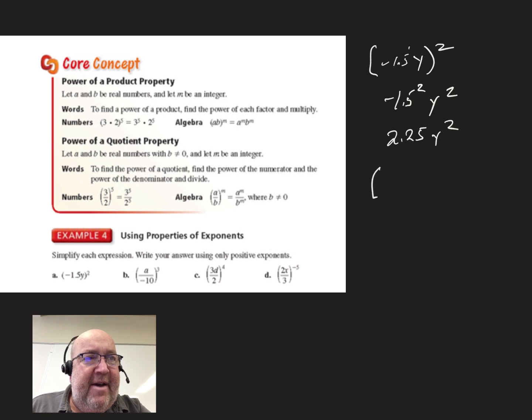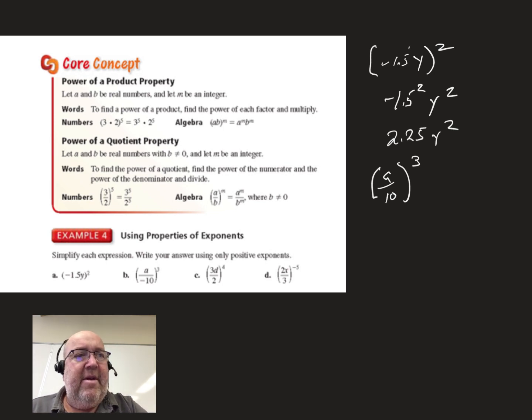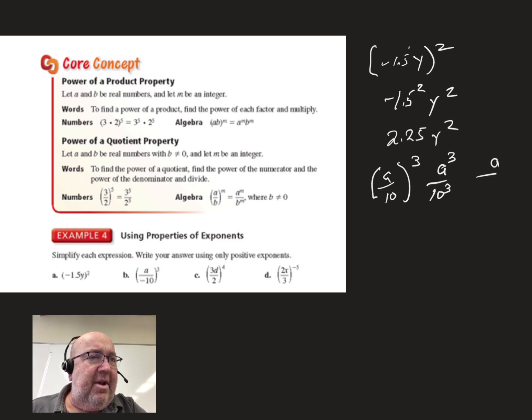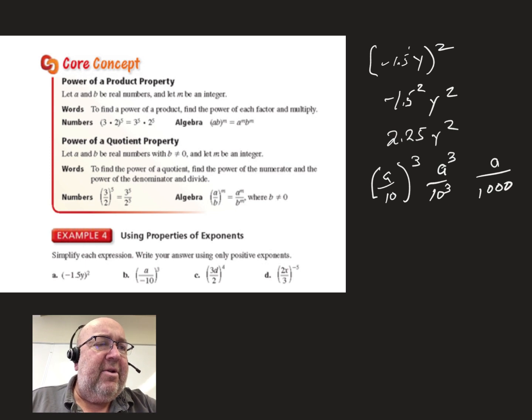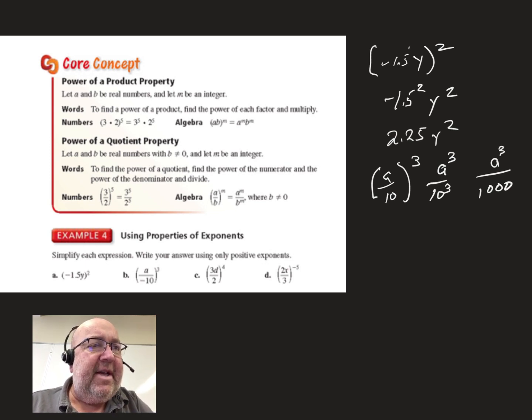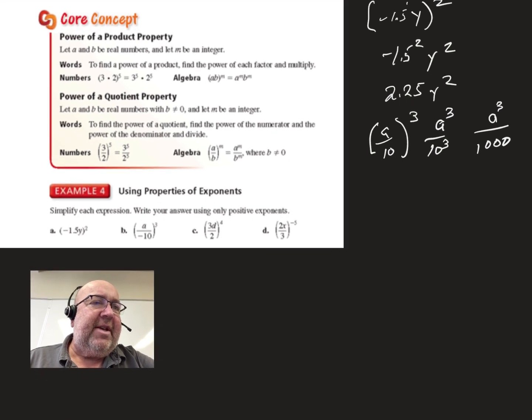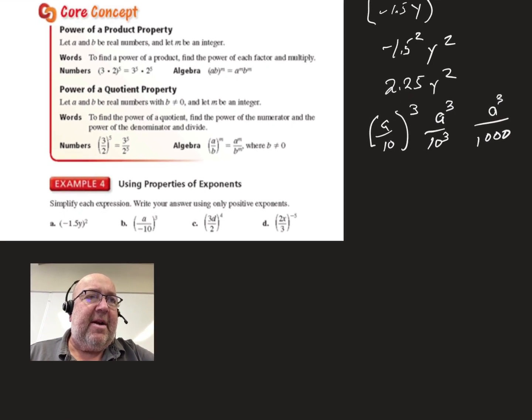B, we have a over 10 to the third power. So we're going to apply that. We're going to have a to the third power, 10 to the third power, and our final answer is going to be a cubed over 1,000. If you leave a to the third power over 10 to the third power, that's not a problem.